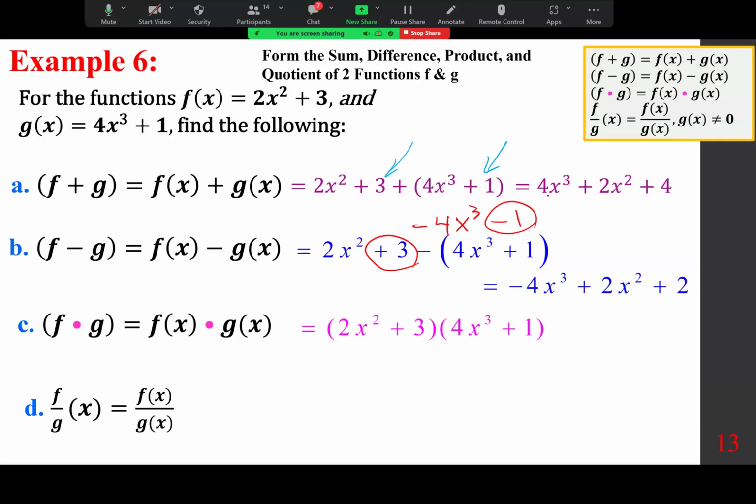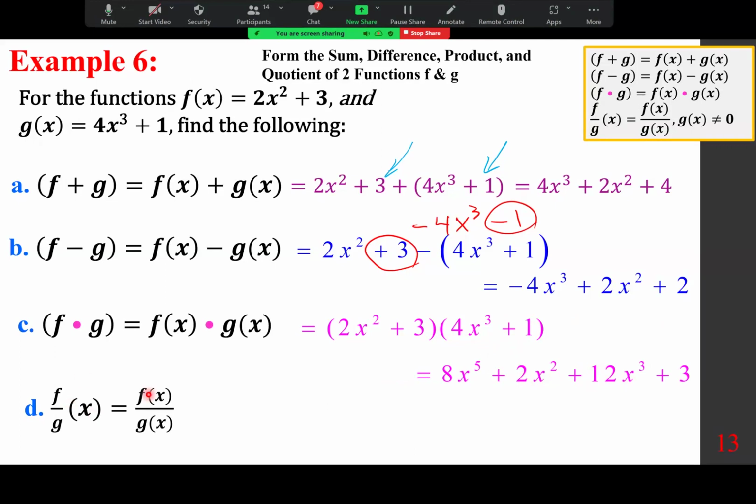f times g, that means f of x times g of x. Let's multiply these two by foiling. First, we multiply these two, we get 8x to the power of 5. If we multiply these two, we get 2x squared. We multiply these two, 12x cubed. Finally, plus 3. Of course, this is not in descending order. I just wanted to show the foiling. If we want to put it in descending order, we have to interchange these two, okay? So this comes here, this goes over there.